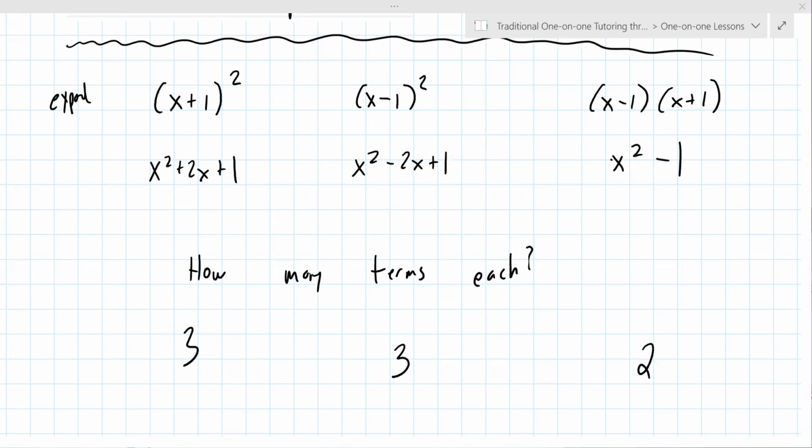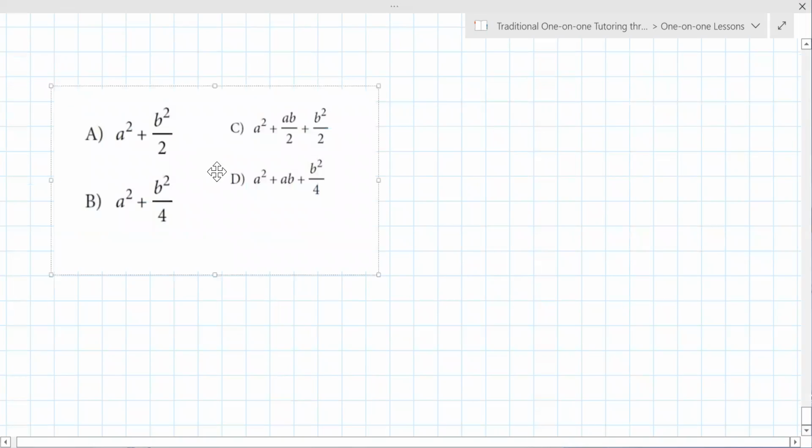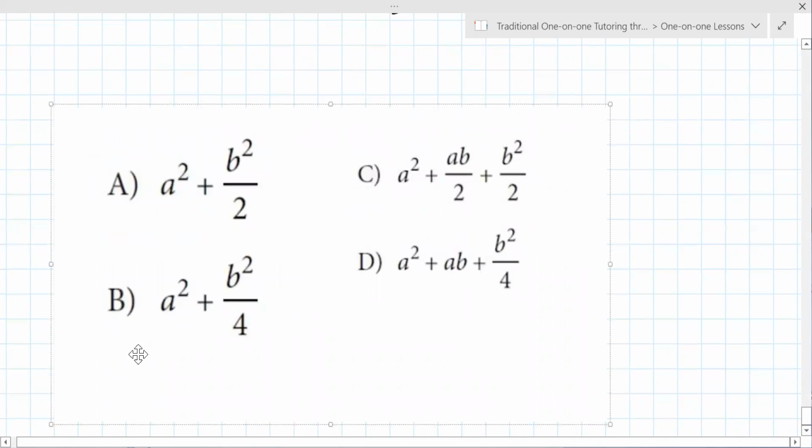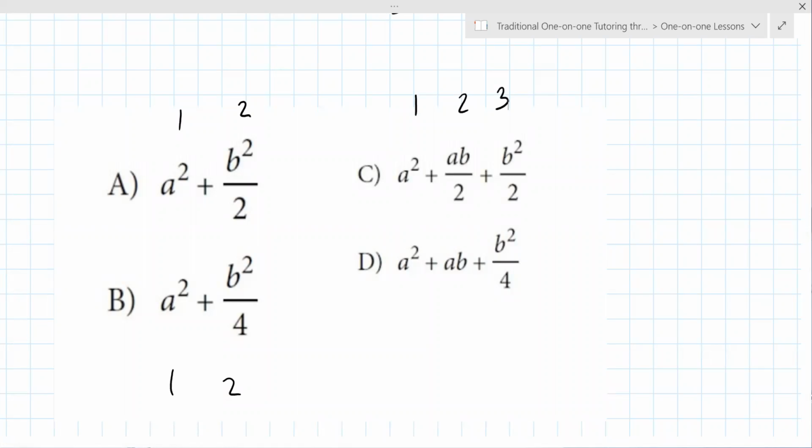Okay, so there's a reason I'm bringing that up here. Let me do this real quick. We're almost out of time. I want you to look at the answers here of this problem and think about what I just said in terms of the number of terms. What do you notice that's different about each of these? How many terms do A and B have? A and B have 2 terms. Okay, and C and D have 3 terms. Now let's look at the actual question.